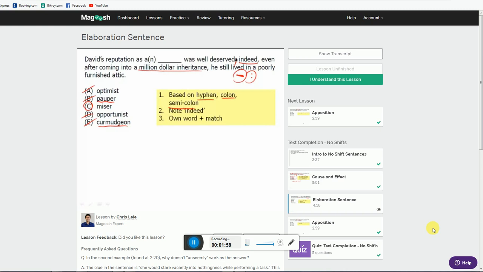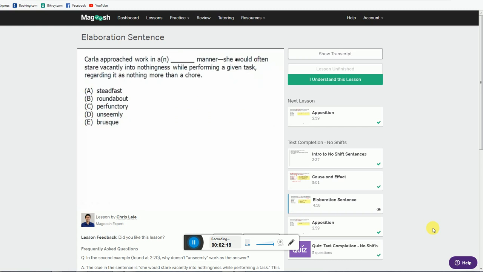Now, we can have an elaboration sentence, however, that does shift. However, with a word like indeed, it doesn't shift. So that's also important to note. But the idea here is if you want to know what's the answer to the blank, you look after the semicolon or the colon or the hyphen, and there you will find the elaboration. So let's have a look.